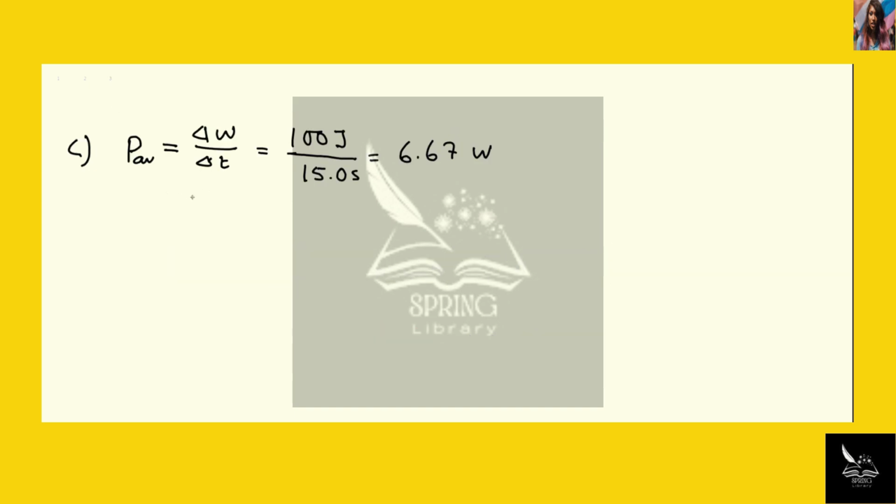Now in part C, we have to find out the average power supplied by the child. So average power is change in work done over change in time. So we know that the change in work is 100 joules because energy changed from 0 to 100 joules, and that's the total work done. And delta t, or the time period, is 15 seconds. So if we divide 100 by 15, we get 6.67 watts, and that's the average power supplied by the child.